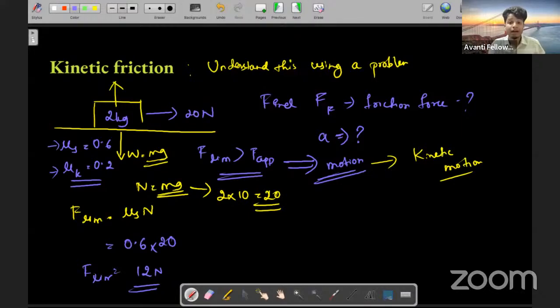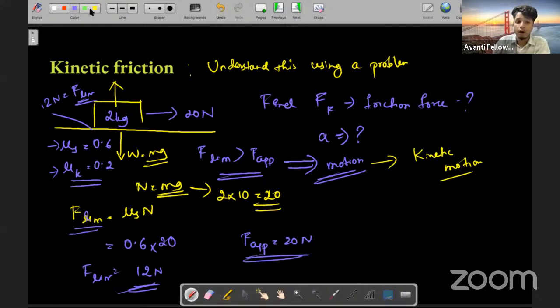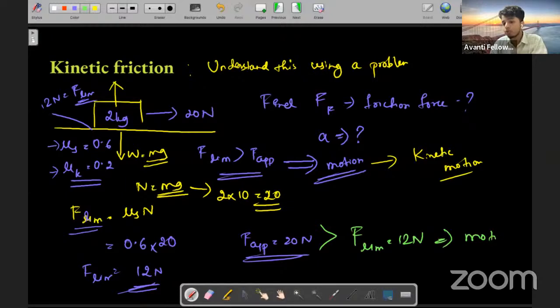Whatever you are going to find out here, it's the limiting friction. Over here, the limiting friction came out to be 12 Newton. That is F limiting. But the applied force is 20 Newton. Since the applied force is 20 Newton, which is greater than F limiting, there is motion.